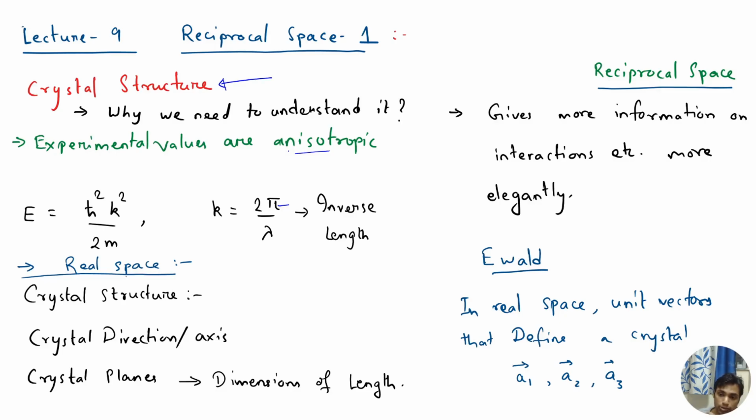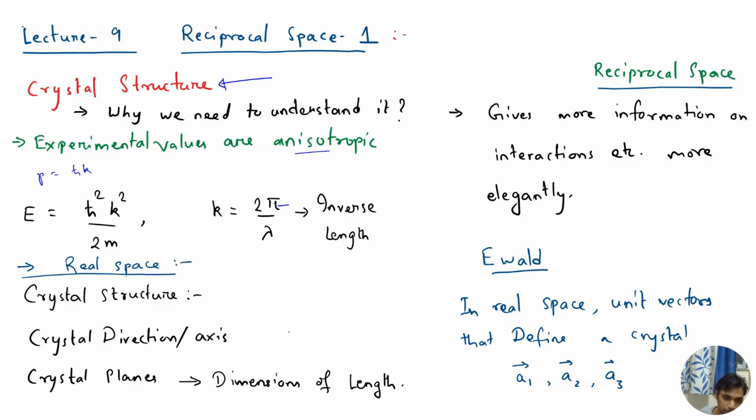So the electrons are basically seeing the ionic cores which constitute the crystal. We also saw that the energy is given by h bar square k square over 2m. So what is this h bar k? It is the momentum, given by h bar k, where k is 2 pi by lambda, and lambda is nothing but the de Broglie wavelength of the material.